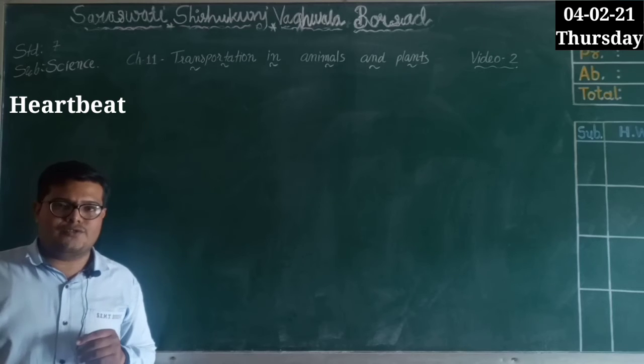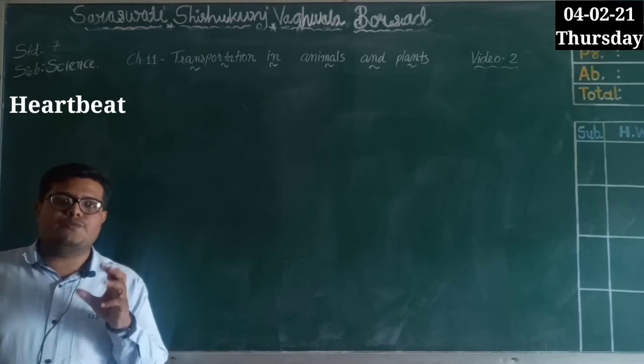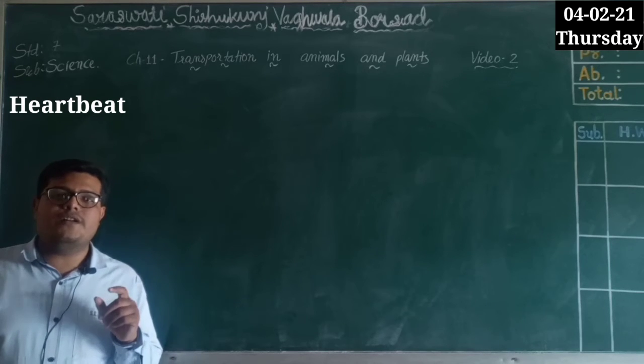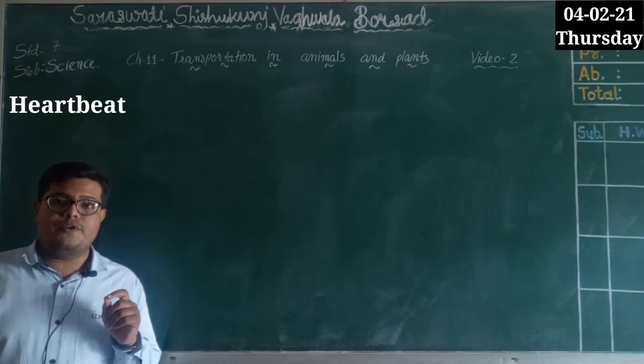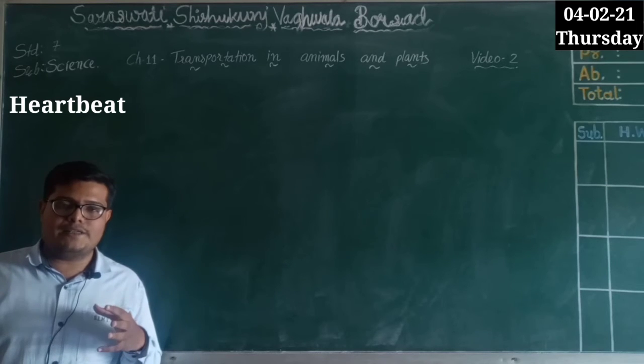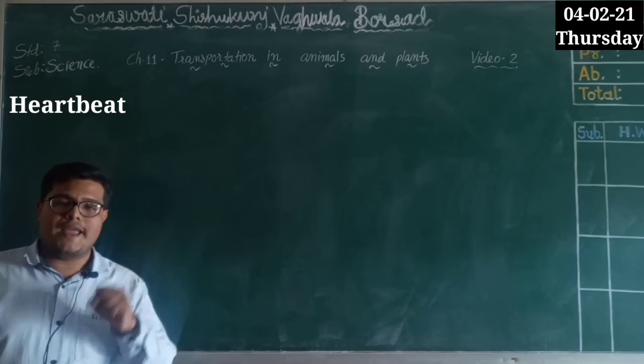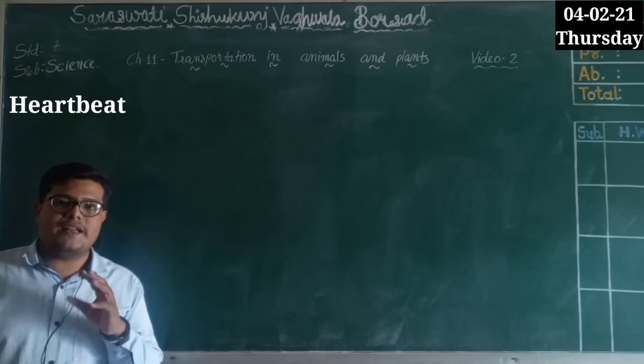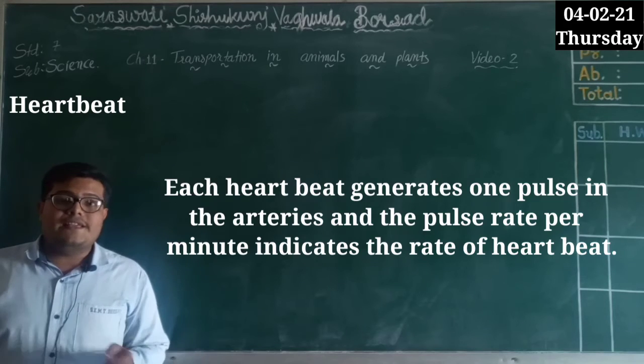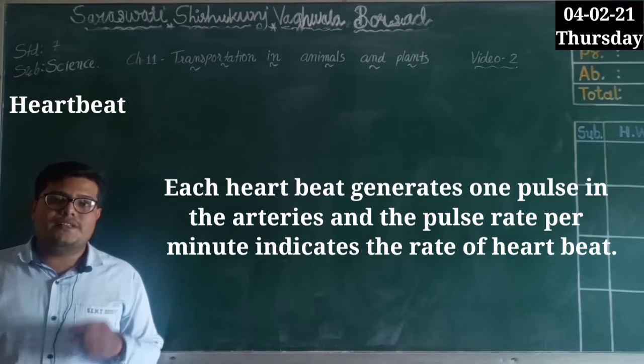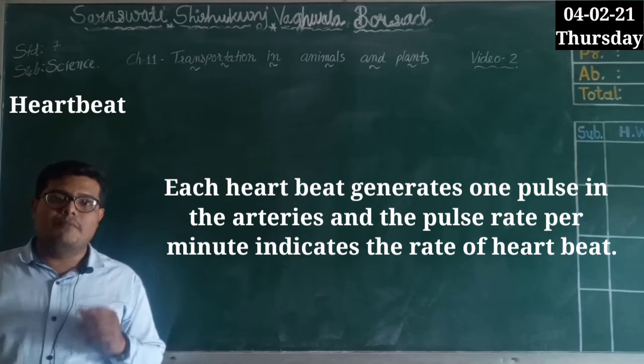So what happens actually is that when your heart beats one time, it gives one pulse. The heartbeat you feel in the heart, and the pulse you feel in the arteries of your hand. Both numbers are equal because of that. Each heartbeat generates one pulse in the arteries, so the pulse and heartbeat counts per minute are the same.